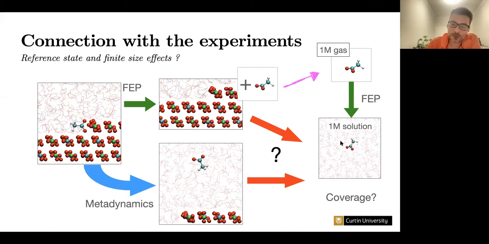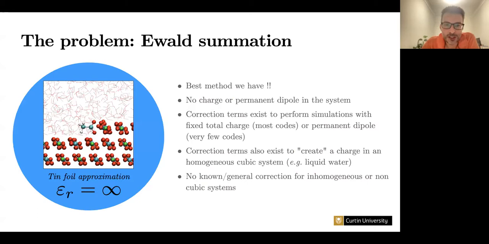So this conceptually works, conceptually it's easy, but there are a lot of issues in this. First of all, the main one is the Ewald summation, which is something that we have to use to run our simulations and to make them affordable. And the Ewald summation requires that there is no charge in the system or no permanent dipole in the system. If this is not the case, there are correction terms that allow us to run simulations with fixed total charge, but there are no readily available correction terms if we change the charge state of the system throughout the simulation.